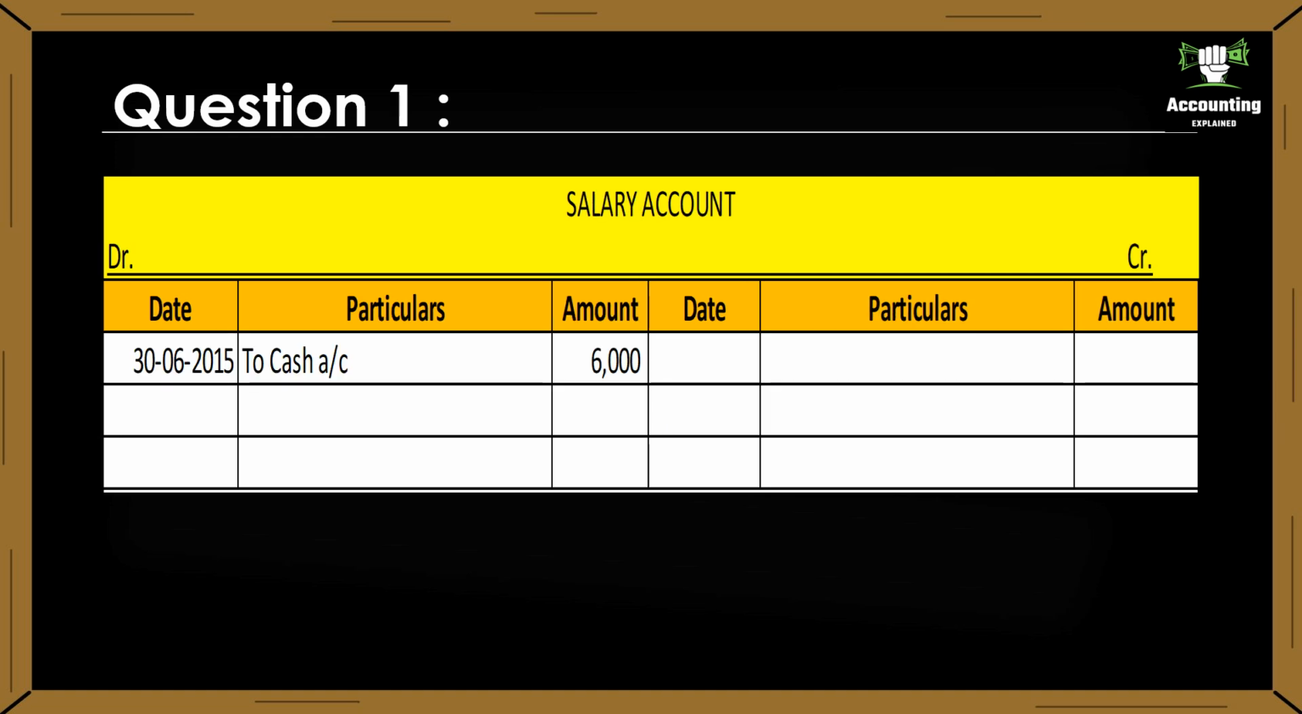This is the salary account which we opened, and salary account was the last account which we opened from the question, right? So we have opened all the ledger accounts that were given in the transactions. Now you should be thorough with the journal entries and ledger posting. With this video, I am completing the chapter 3 syllabus of class 11 NCERT portion.